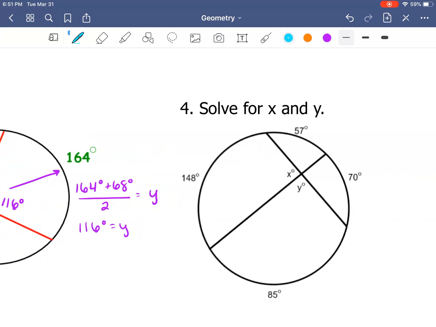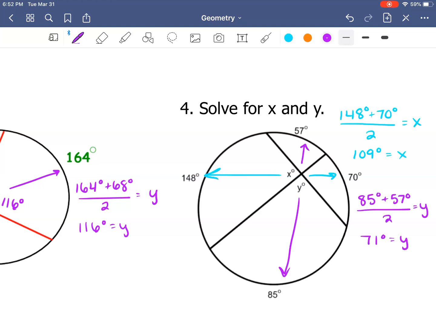Okay, last one. Go ahead and figure out example number 4 for x and y. I went ahead and drew my arrows for angle x. I got the big arc was 148, the small arc was 70, so angle x is 109. You could have drawn those arrows across from angle y to figure out the big arc was 85 and the small arc was 57, or you could just simply say 180 minus x, which is 109, and we also get 71. So angle x is 109, angle y is 71.